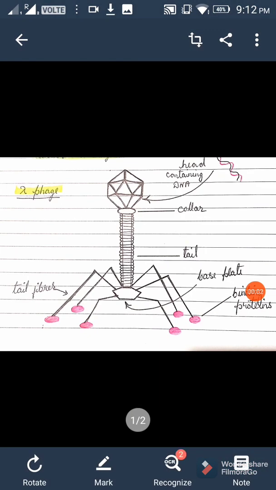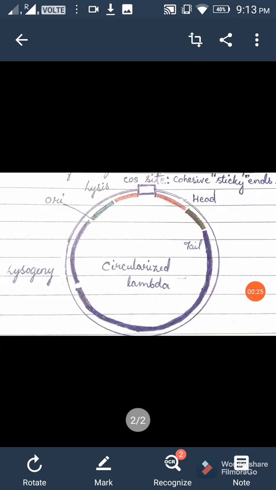So girls, now I am not talking about the virus, the whole phage. I am just talking about the genome, which is present in the head of this virus. That DNA in the top right corner, you can see the DNA which is present in the head of this virus, and it is this DNA which gets transferred into the bacterial cell. So let's take a look at the picture of this.